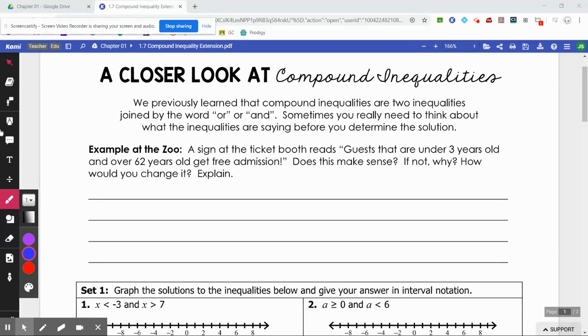Okay, in this video, we want to take a closer look at compound inequalities because we didn't throw any of the more confusing ones at you. The way we're going to do that, let's read the statement. It says, we previously learned that compound inequalities are two inequalities joined by or and. Sometimes you really need to think about what the inequalities are saying before you determine the solution.